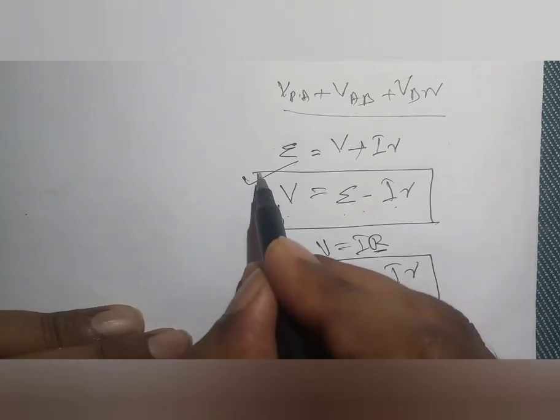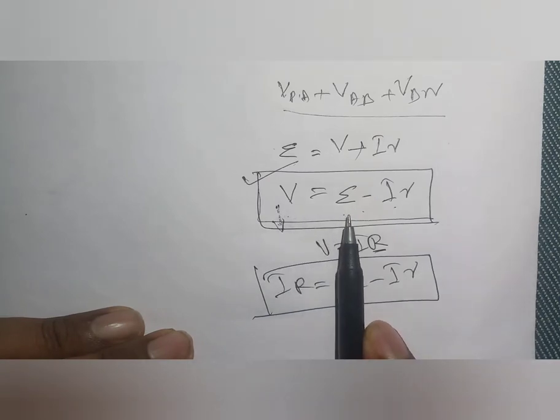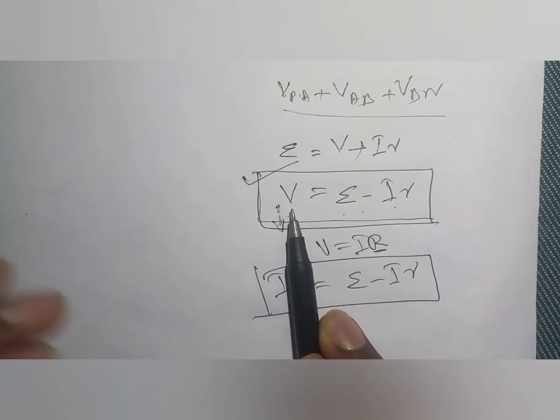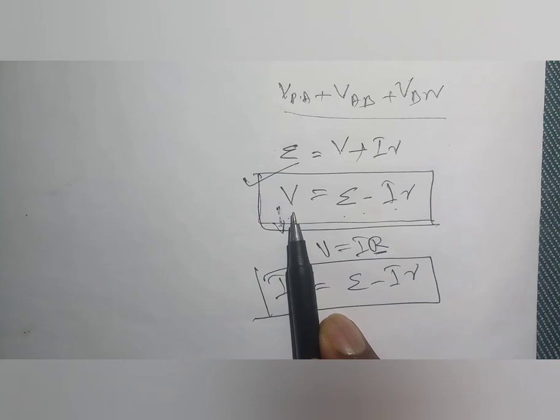So this equation is very, very important. For any cell, the equation is V is equal to E minus Ir. V is the potential across the cell, E is the EMF of the cell, and this small r is called the internal resistance of the cell.